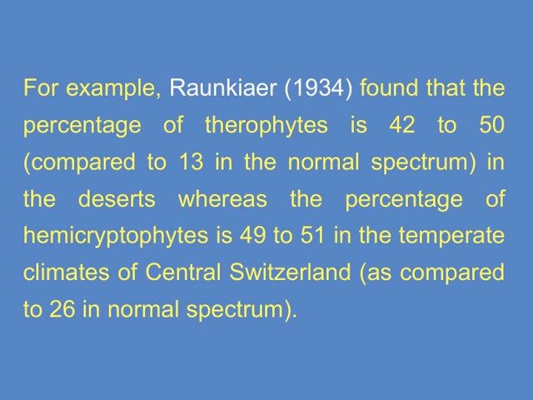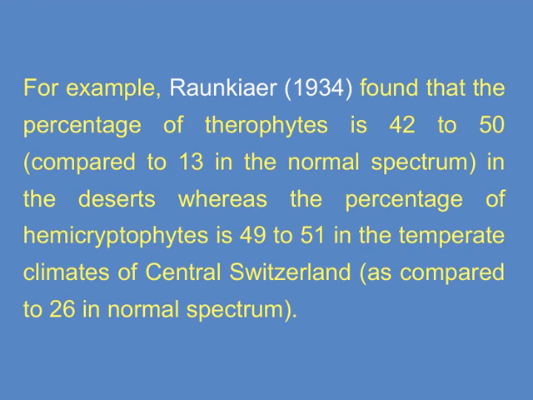He found that in desert regions, the percentage of therophytes, those are annual plants that complete their life cycle quickly, ranges from about 42 to 50%. This is quite a contrast to the normal spectrum, where you'd expect only around 13%. It makes sense because in deserts, plants need to be quick and adaptable to survive the harsh conditions.